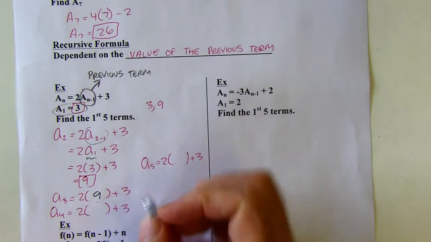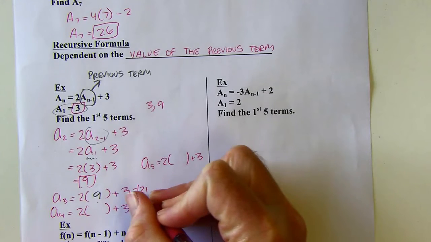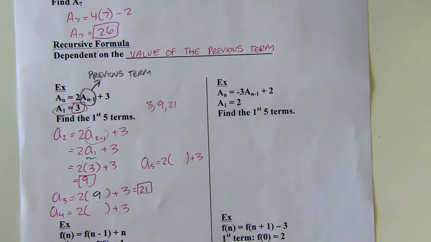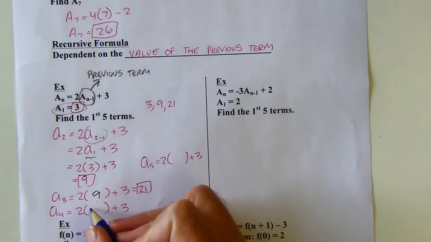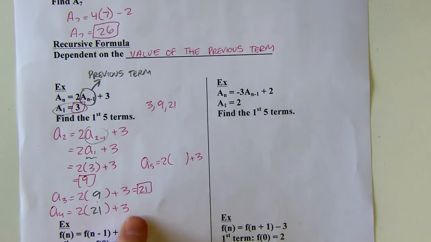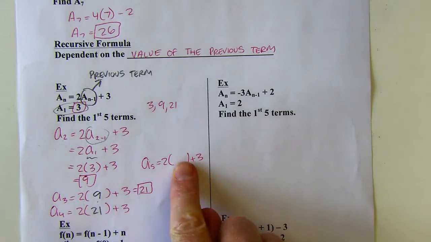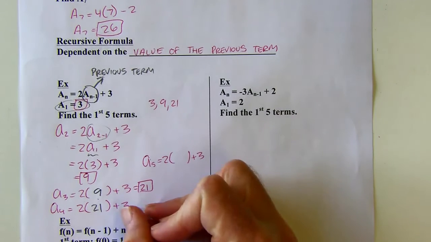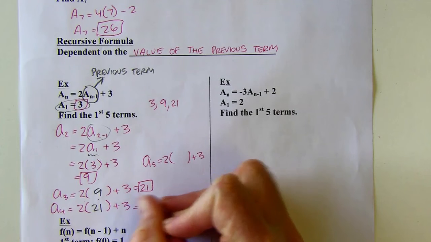I've got 18 plus 3, that's 21. So there is my third term. I'll add that to the list up there. Now in the next term, I'm plugging that in, right? And then whatever this term equals, I'm going to plug that into that slot. So it keeps building on itself. So this is 42 plus 3 would be 45.